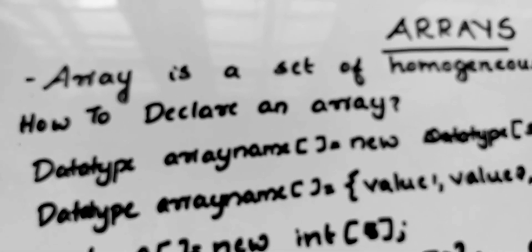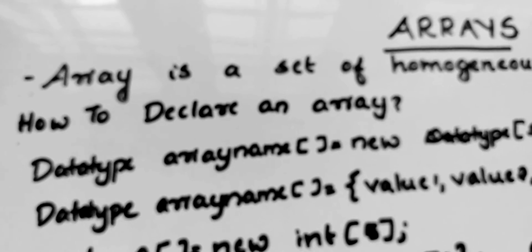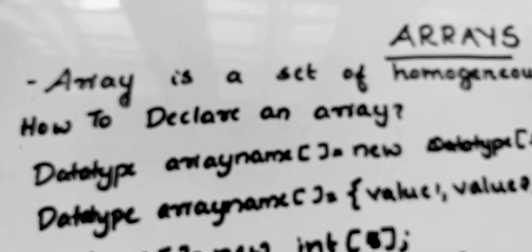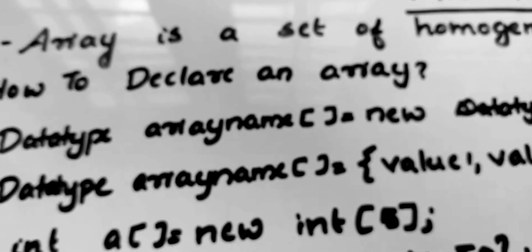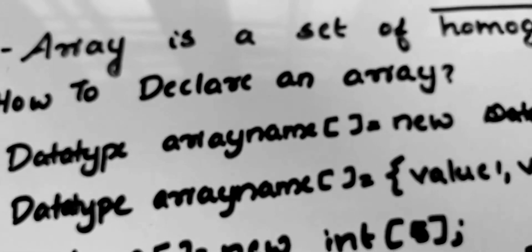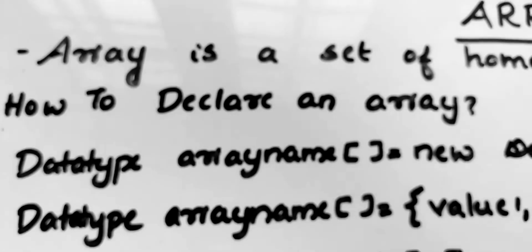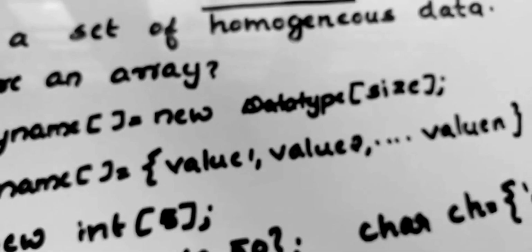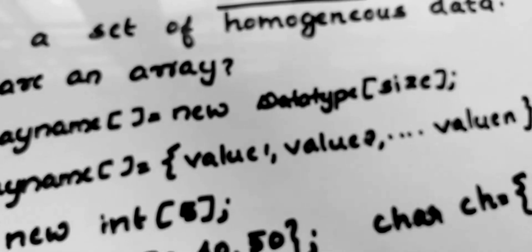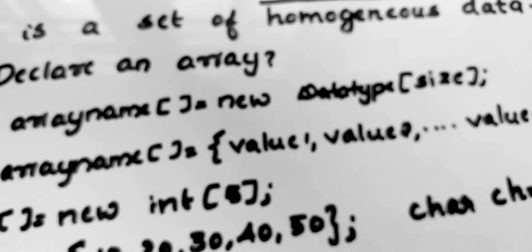And also, how do we declare an array in Java? Here is the syntax. We can declare an array in two ways. The first method is data type, array name, then open and close square brackets, then equal to new data type of array size. After that, put a semicolon. This is the first syntax.